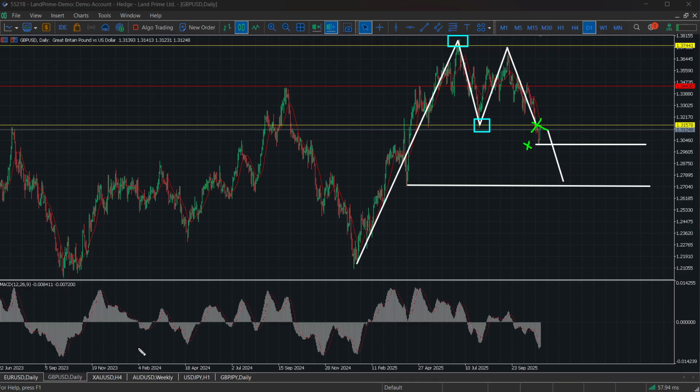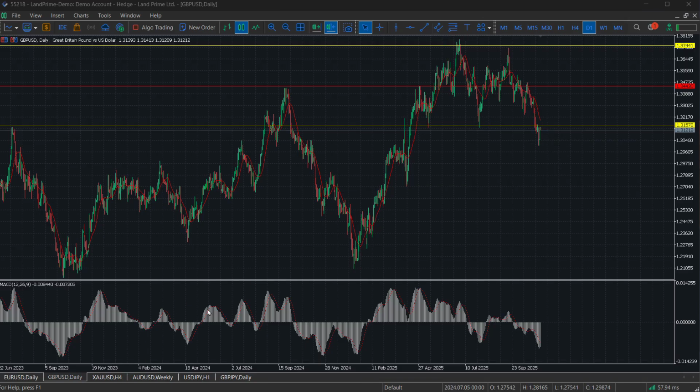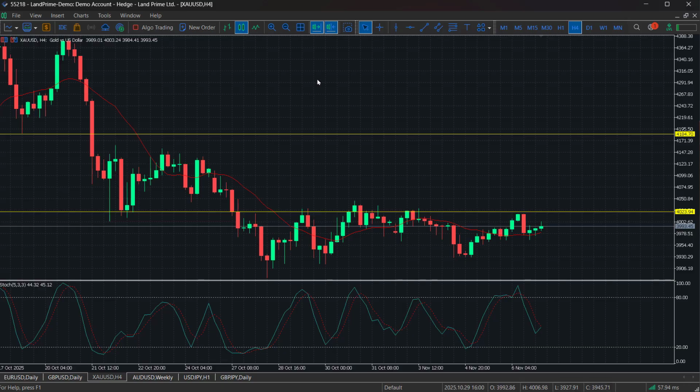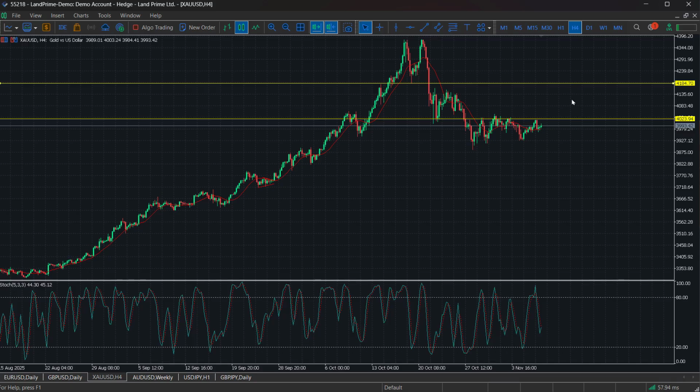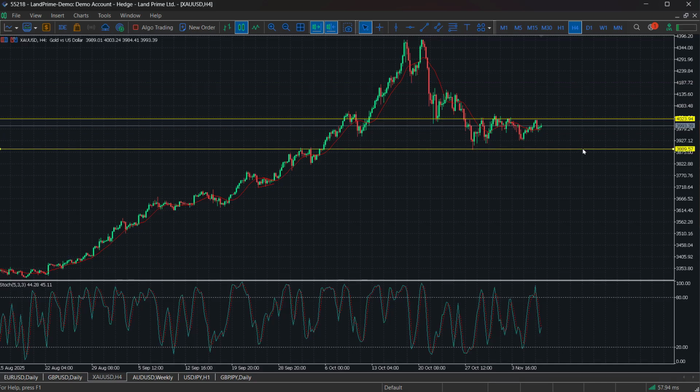Now let's move to gold on the H4 time frame. Actually, the pair is moving sideways, as you can see, between these two strong levels, 3,892 and 4,023. I think the pair could continue this way for a longer period of time until it breaks through one of these two levels. Up until now, you can sell from the upside and buy from the downside to target the other side with a very tight stop loss for sure.